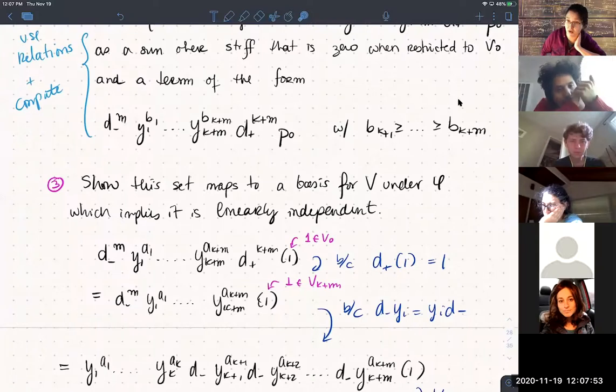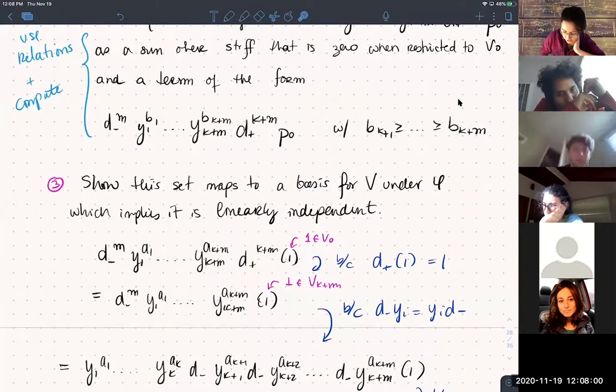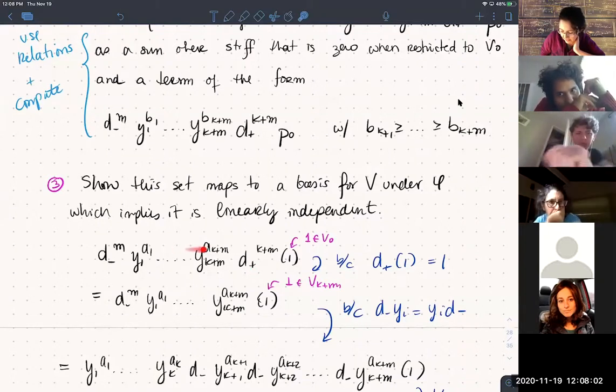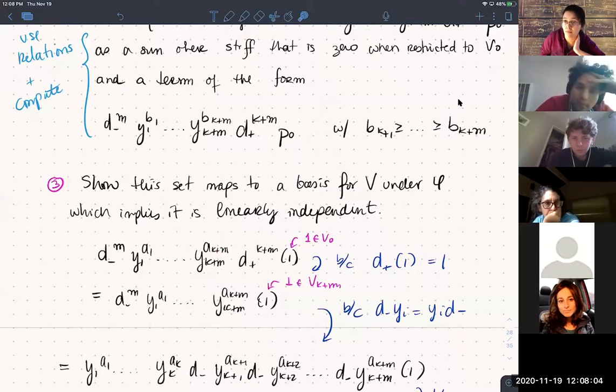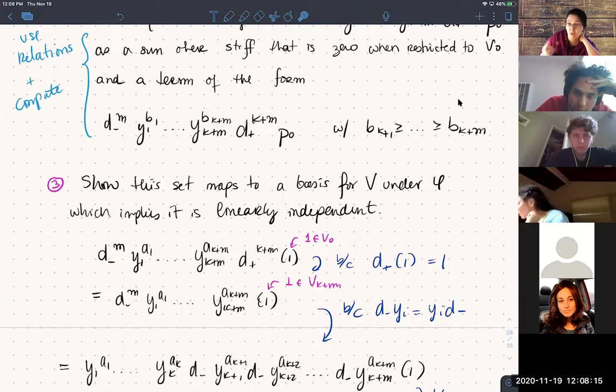This is where we're keeping track of where the V's live. So we start with our spanning set, and here we are assuming that the last M A's are a partition. So we take this, we apply it to 1. And in the first step, we notice that this 1 lives in V0. And if we apply D plus K plus M times, we still get 1. But now that 1 lives in VK plus M.